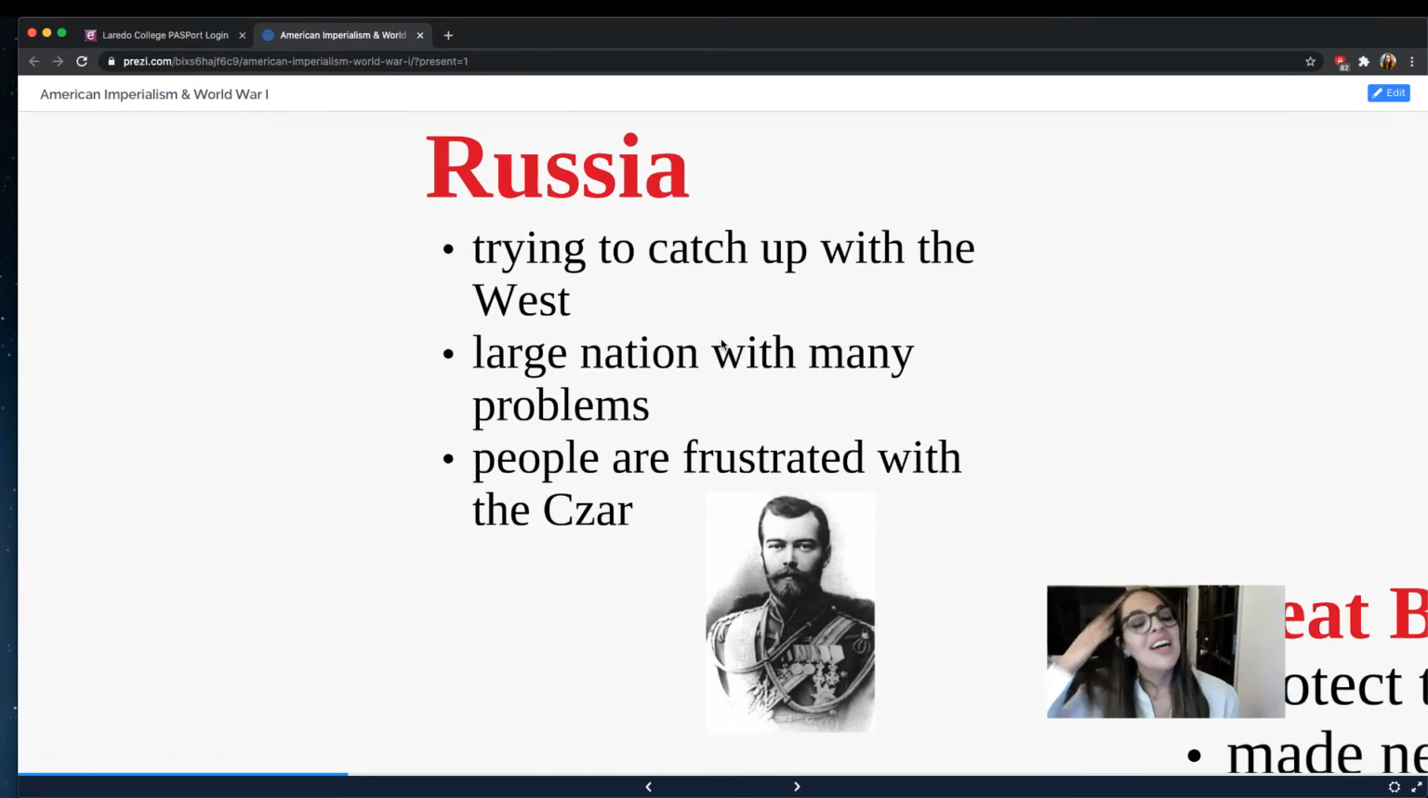Okay, Russia. Russia, like I said, they're the oddball here. They are so under-industrialized. They have so many problems. They have a huge population, mostly peasant. They're trying to catch up with the West, right? So they're trying to make these changes because they've been sort of oriented east in terms of their aesthetics and culture, language, architecture.